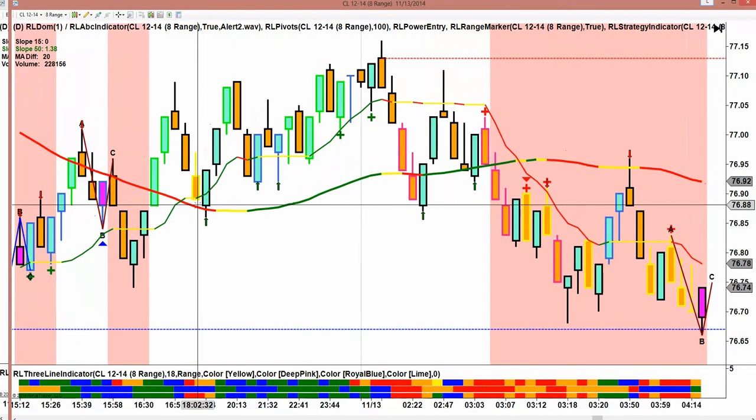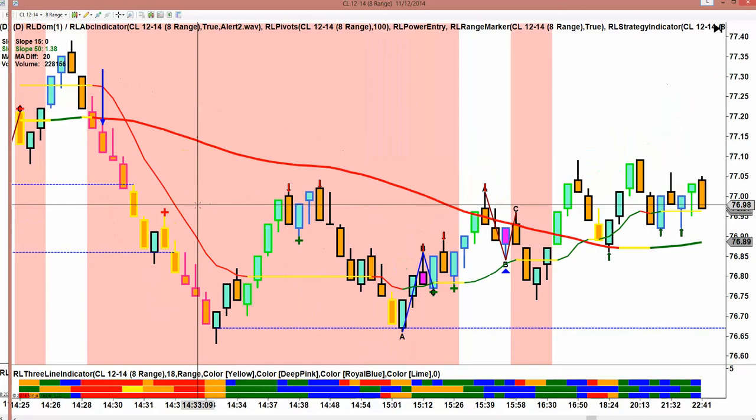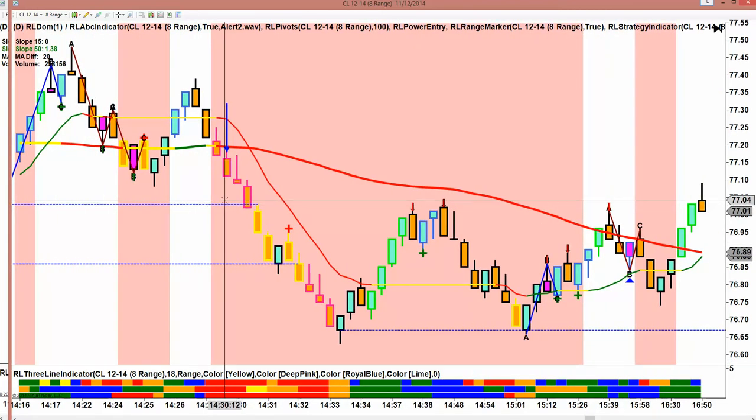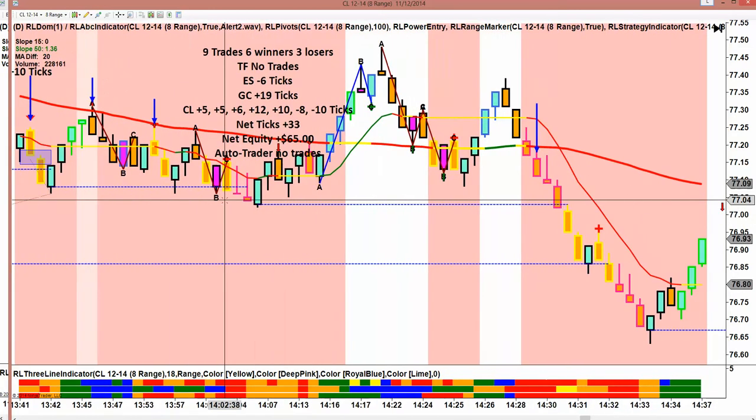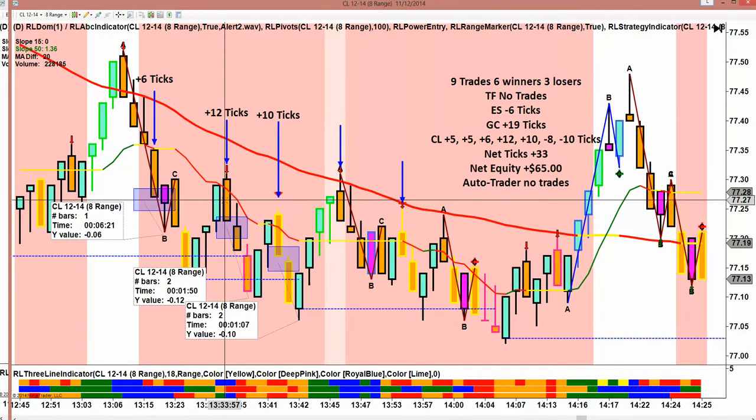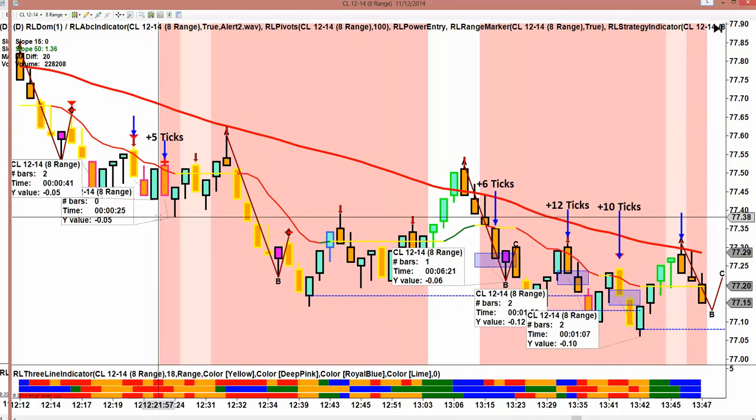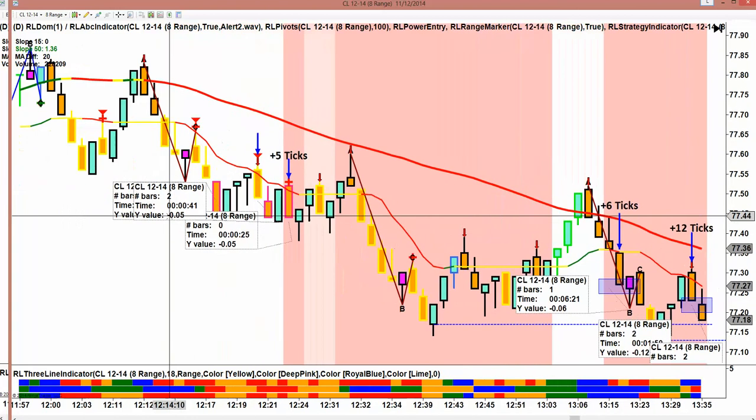And everything I'm showing you are live trades taken in the room. This is a great trade that I missed at 2:30 in the afternoon. Short trade with bias. These are 3 trades I took in the room. +6 with bias. +12 with bias. +10 with bias. +5 with bias.